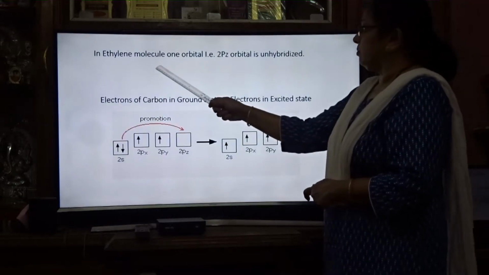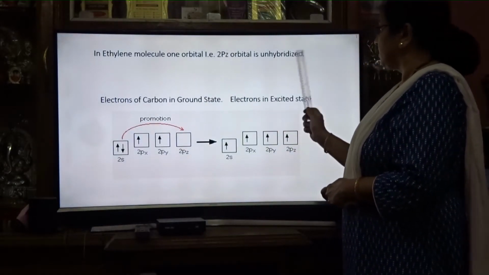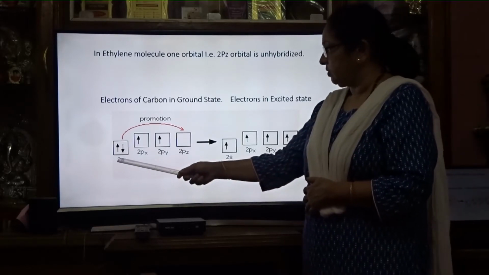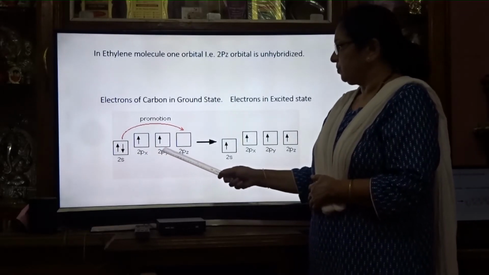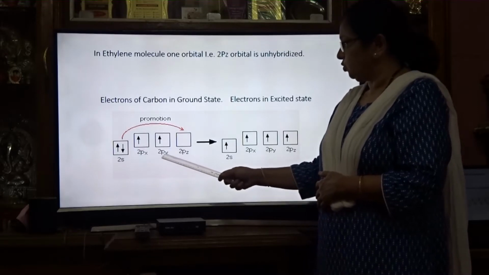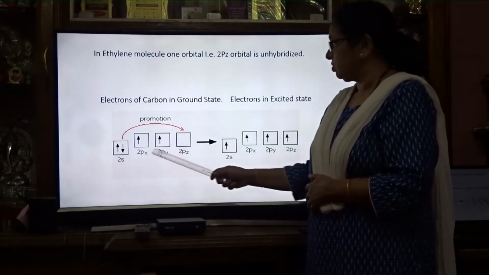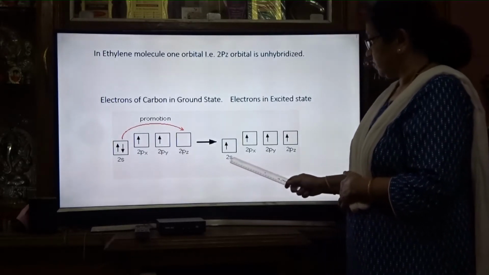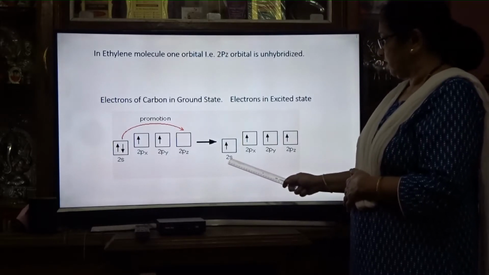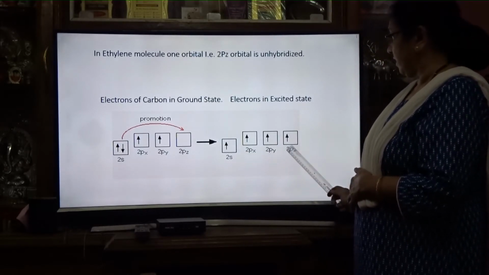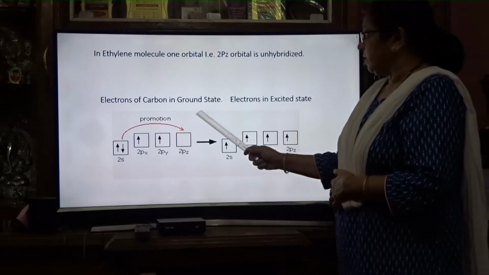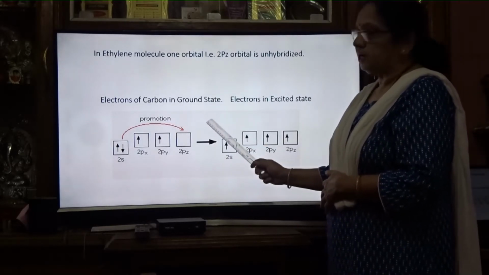In the ethylene molecule, one orbital, that is the 2pz orbital, is unhybridized. Here in the ground state, the configuration is 1s2, 2s2, 2px1, 2py1. One of the electrons from 2s goes to 2pz, and in the excited state we have the electronic configuration 2s1, 2px1, 2py1 and 2pz1. So in this, the carbon is sp2 hybridized.